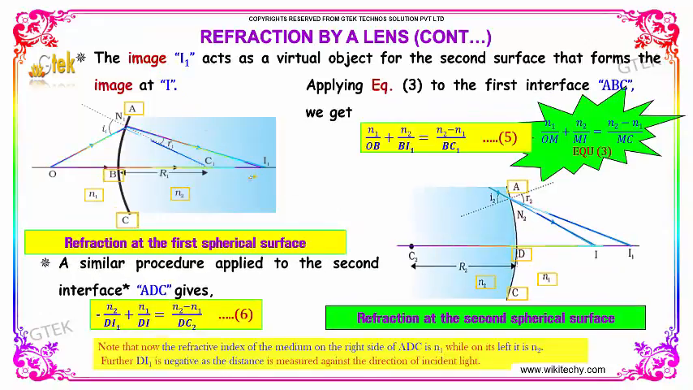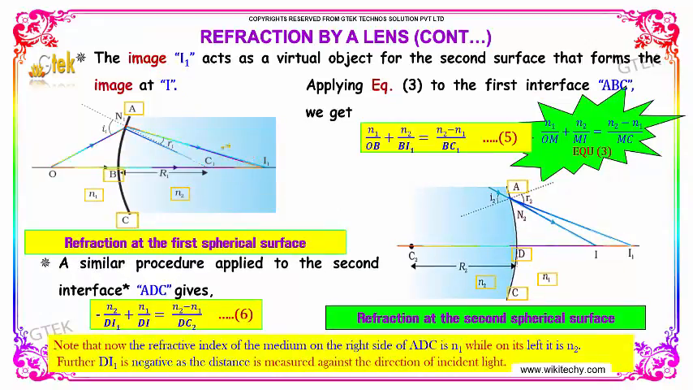The image I1 acts as a virtual object for the second surface that forms the image at I. You can see it here. Applying equation 3 to the interface ABC, we get n1 divided by OB plus n2 divided by BI1 is equal to (n2 minus n1) divided by BC1. Here is equation 3. Refraction at the first spherical surface is shown here, and refraction at the second spherical surface is shown here.